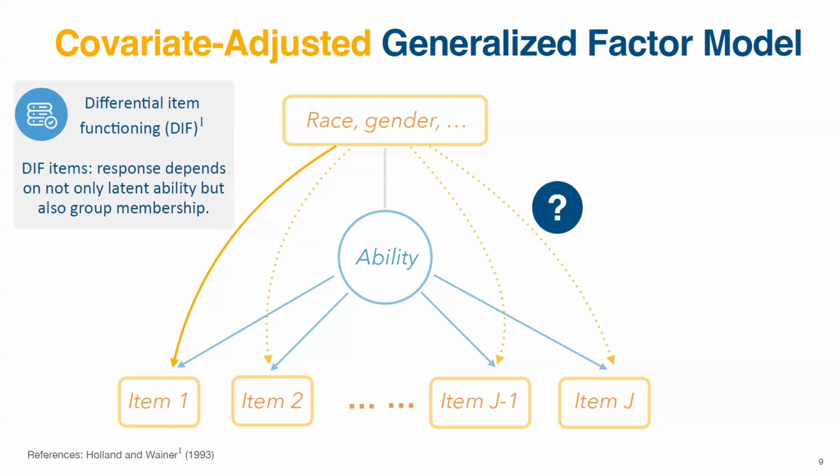For an item that has this solid edge from the background information to the item, it means that, conditional on ability, you have some additional direct effect of this covariate on the response. Therefore, we would say this item one here is biased. This is also called DIF item. Our goal then is to identify these edges, to identify whether they exist or not.